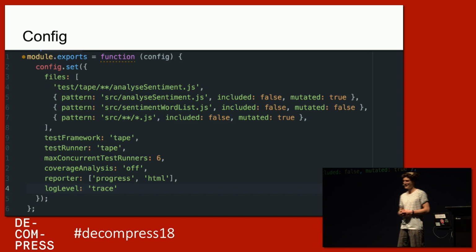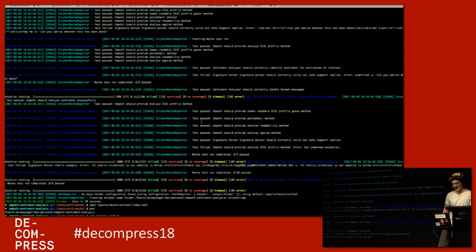Now that I've taken that step, I will configure Stryker. If you've ever used Karma, you'll find the config relatively similar. You specify which files you want to test, which files you want to mutate in this case, and you also set several other config parameters like the number of CPU cores to use. And then you hit go.